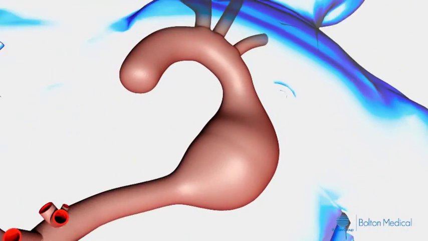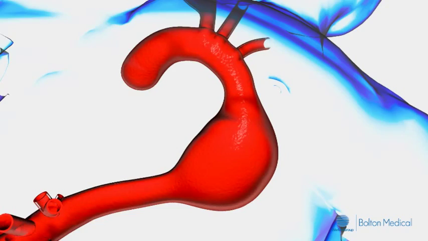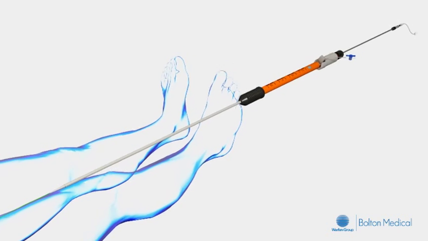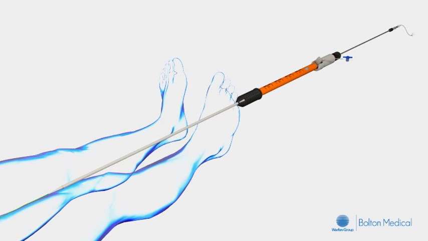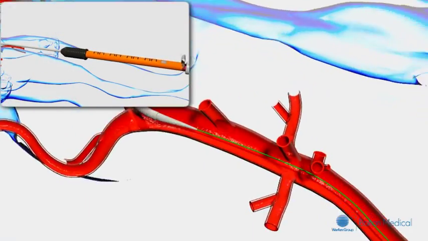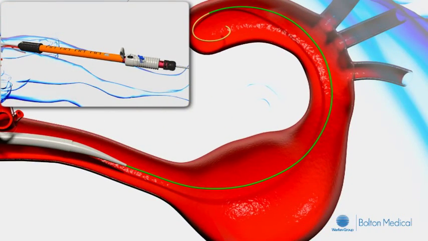We will now view animation of how the device performs in the surgical setting. A 0.035-inch guide wire is placed in the artery. Introduce the system over the guide wire and advance to the level of the celiac access. Remove the safety retainer by grasping the tab on the proximal end of the retainer.